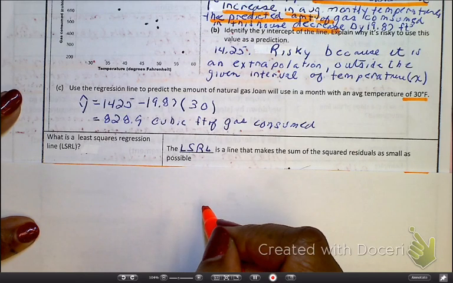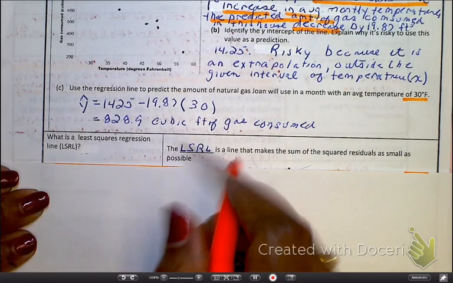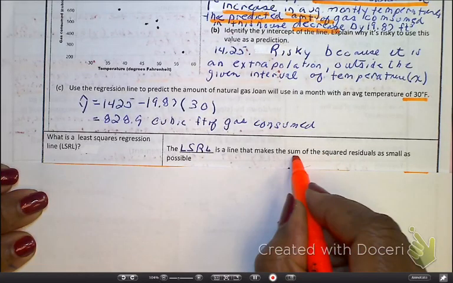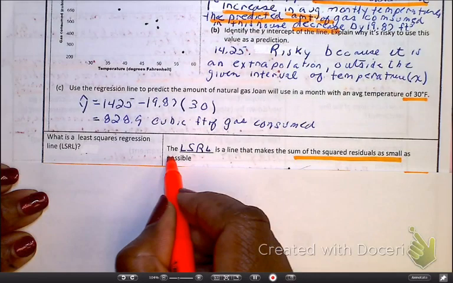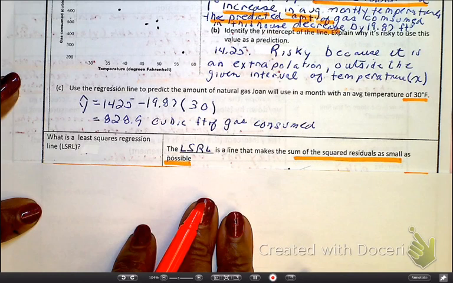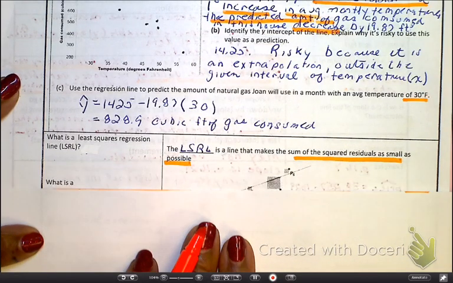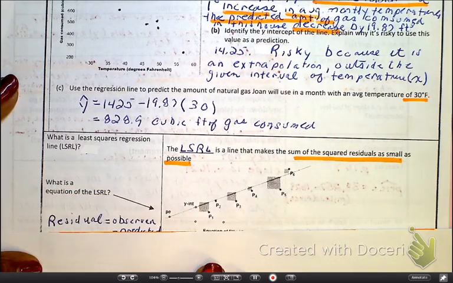or the AP test, I should say. A least square regression line is a line that makes the sum of the squares of the residuals as small as possible. So your thought should be, okay, what the heck is that, Yarbrough? What the heck is that? Let's look at this right here.